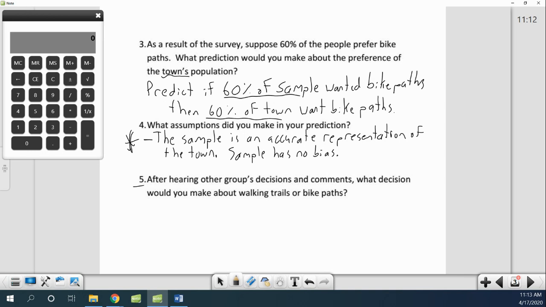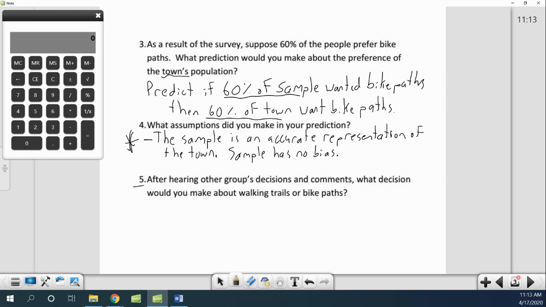5, after hearing other groups' decisions and comments, because of course you always want to open it up to the town. What do you guys want? Let's talk about it. What are the pros? What are the cons? What decision do you think you would make about walking trails or bike paths? And again, this one is up to you. Would you want just walking trails, just bike paths? Would you want a mix of the two?